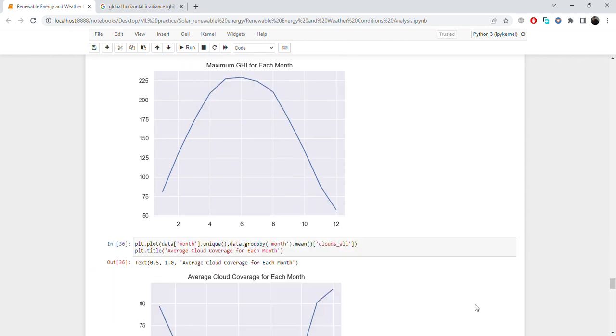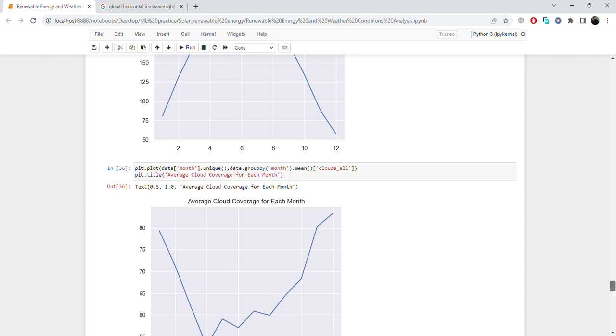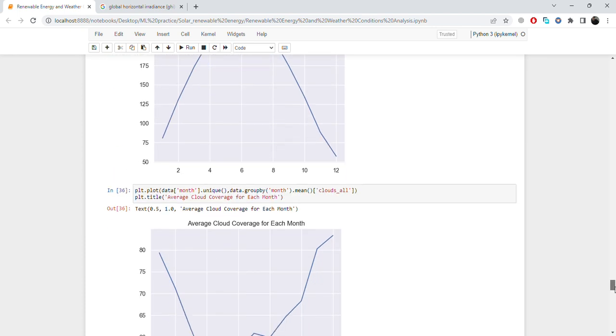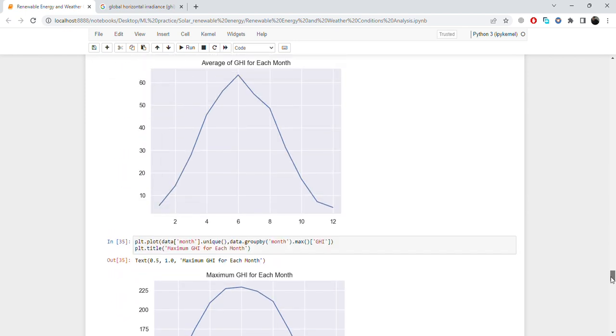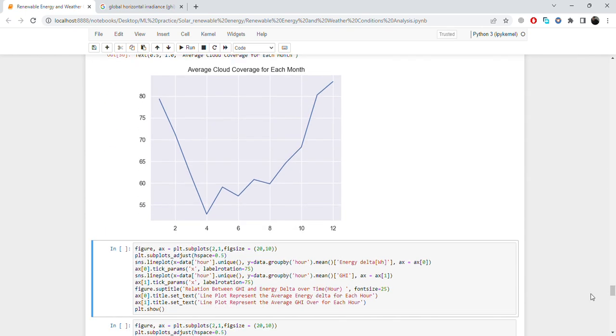When we use single graphs, there is a problem. If we need to compare the average cloud coverage to the average GHI, we have to move back and forth, and we cannot have a single answer because we cannot see both graphs at once. We need to see them at one point. So here we have the average energy delta for each hour and the average GHI for each hour. So we have two graphs in one plot.